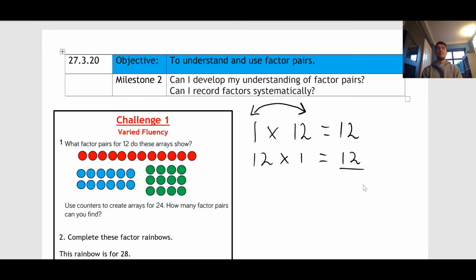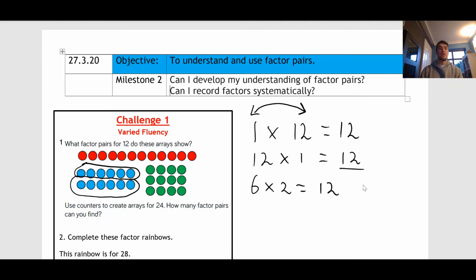Okay, so now if you pause the video and have a go for the blue circles and the green circles. Hopefully for the blue circles, you can see here, going this way, 1, 2, 3, 4, 5, 6. How many groups? 2 groups. 6 times 2 equals 12.